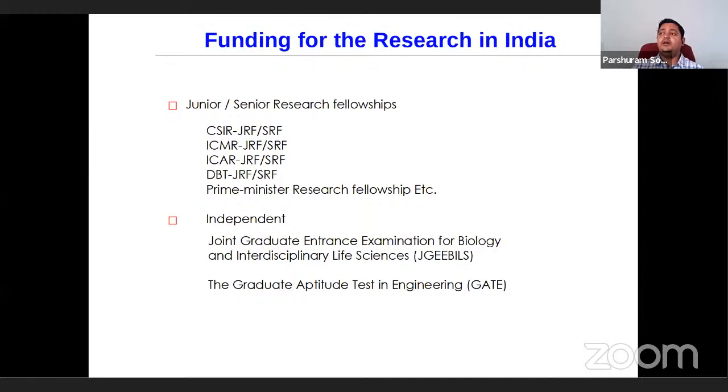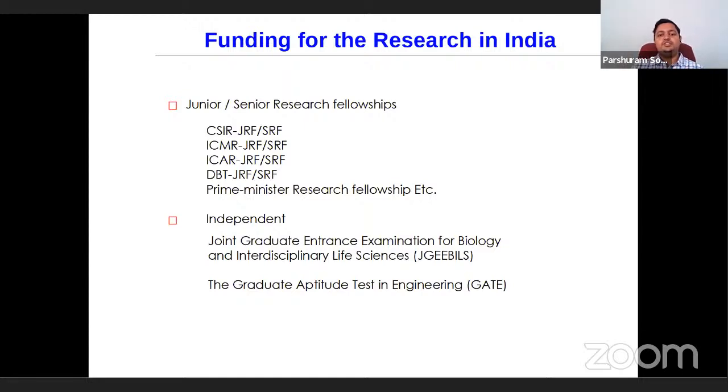Apart from that, I think SERB also provides a lot of fellowships to the people who have just completed a master's and want to get into research. So these fellowships come with funding as well, because they provide some amount of fellowship to support the student.